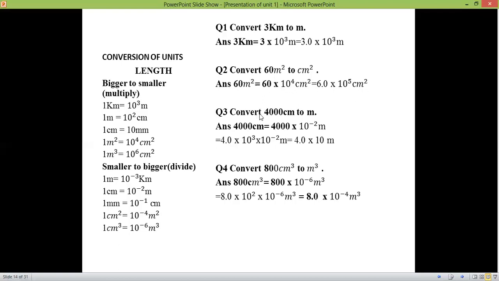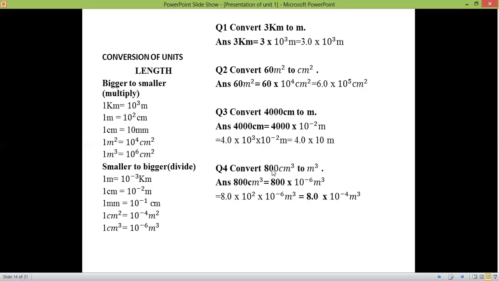The next question is convert 4000 centimeter to meter. So we have 4000 centimeter. In the next step, instead of centimeter, we're going to write its equivalent relation. Centimeter will be replaced by 1 centimeter is equal to 10 power minus 2 meter. So it will be replaced by 10 power minus 2 meter. In the next step, 4000 is written as 4 into 10 power 3, and centimeter has been replaced by its equivalent relation 10 to the power minus 2 meter. So the total power of 10 now becomes 3 minus 2 is 1. Final answer is 4.0 into 10 meter.